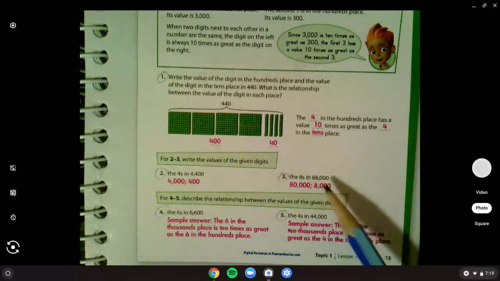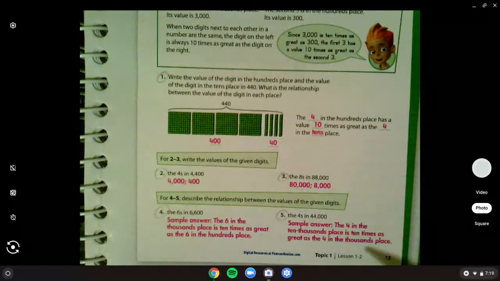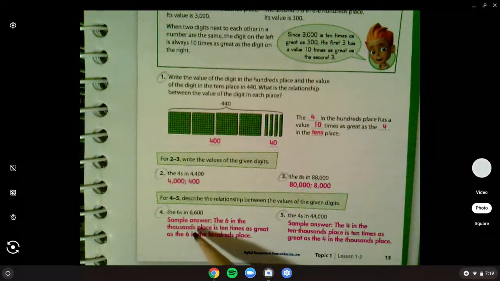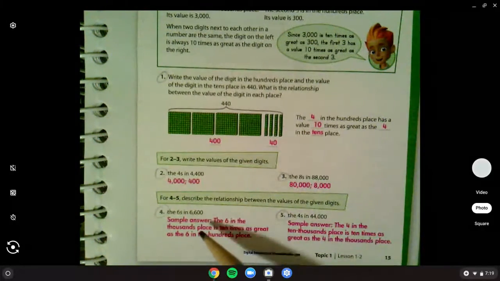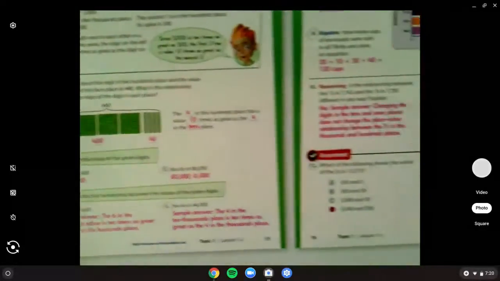Number 3, the 8's values were 80,000 and 8,000. Number 4 and 5 want you to describe the relationships. So you should have said something kind of like the 6 in the thousands place is 10 times as great as the 6 in the hundreds place. And number 5, the 4 in the 10,000s place is 10 times as great as the 4 in the thousands place. All right, we got a few more to look through.